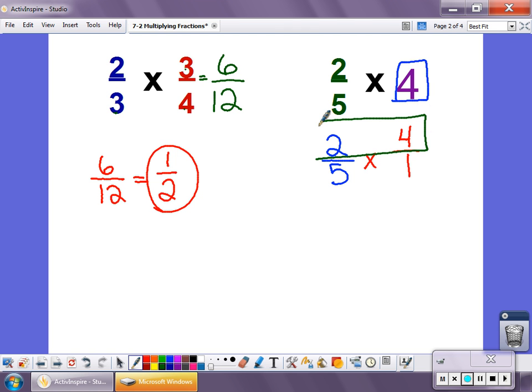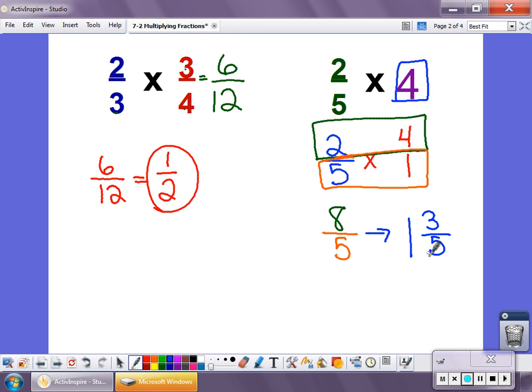Multiply your numerators. 2 times 4 is 8. Multiply your denominators. 5 times 1 is 5. So I have 8/5. Now that looks like it's in simplest form, but remember, this is an improper fraction. Improper fractions have to be changed to mixed numbers in order for you to be finished. So our real answer is 1 3/5.